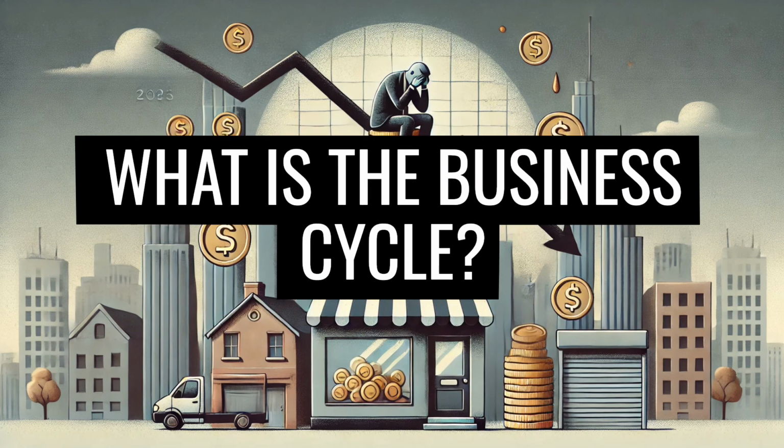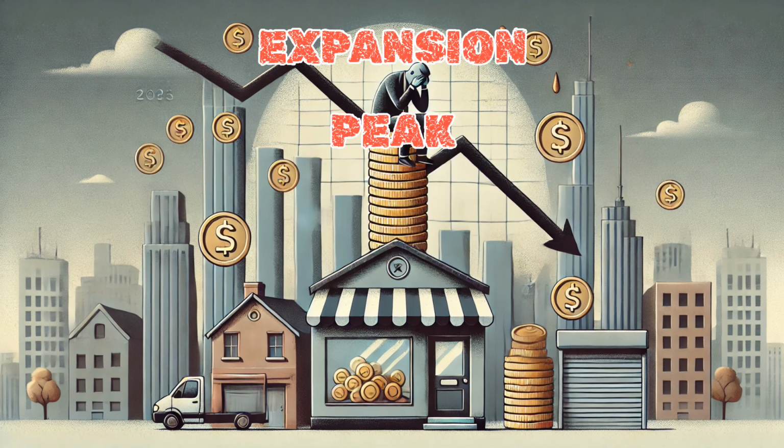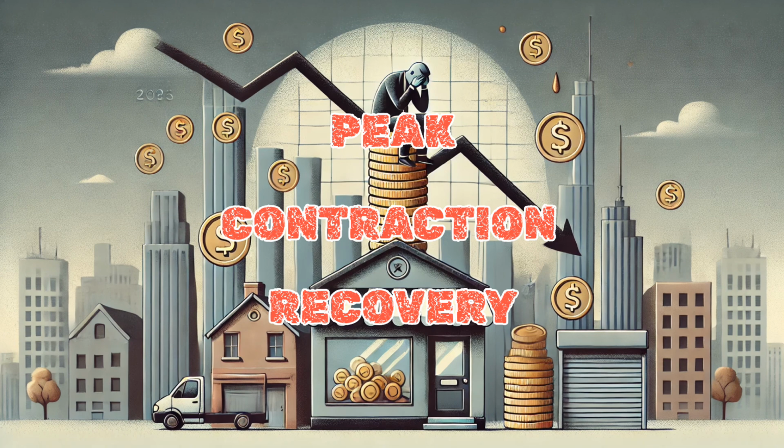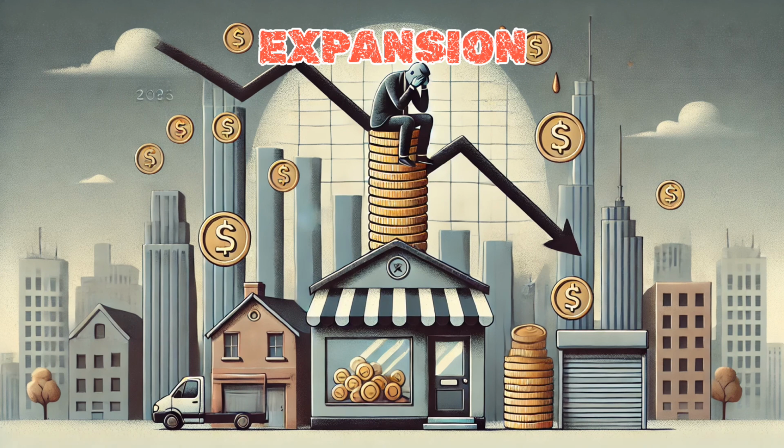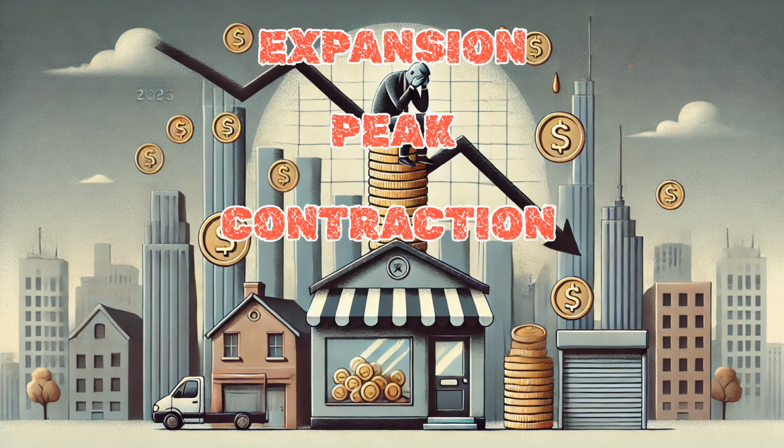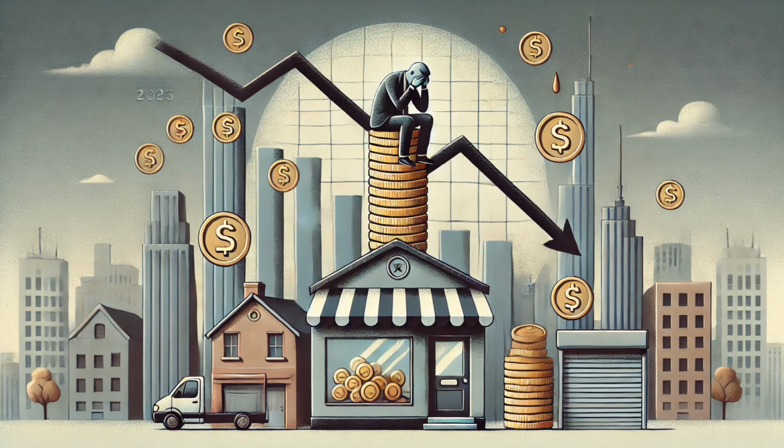What is the business cycle? The business cycle refers to the natural fluctuations in economic activity that occur over time in a market economy. These fluctuations are characterized by 4 distinct phases: expansion, peak, contraction, and recovery. Together, these phases form a repeating cycle that reflects the dynamic nature of economic growth and decline.